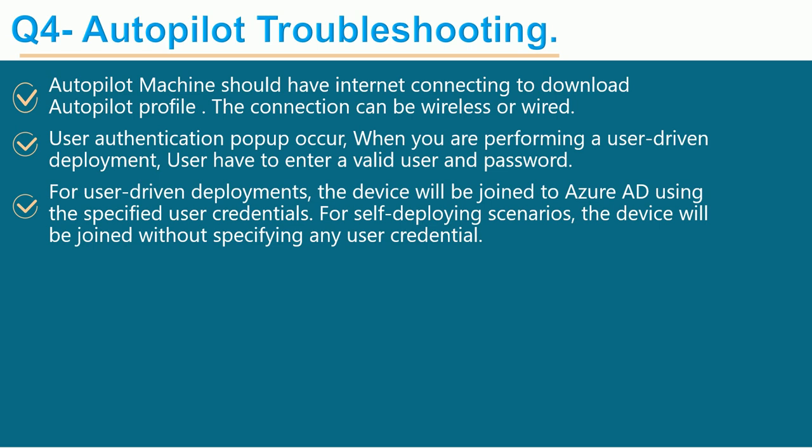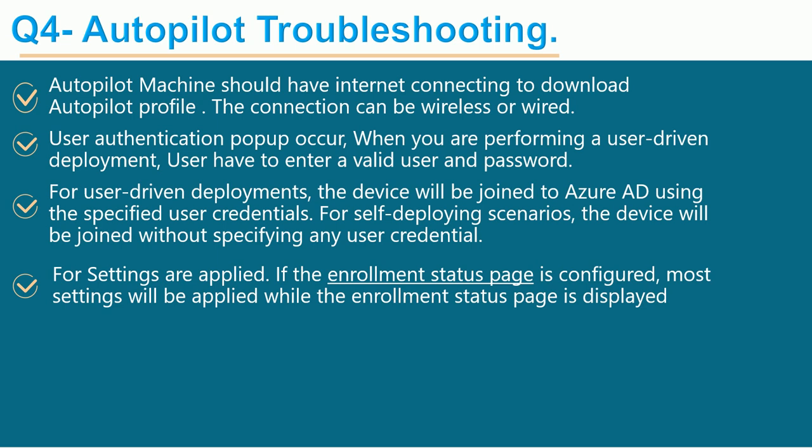Now for user-driven deployment, the device will be joined to Azure AD using the specified username and password. But if you are using self-deploying mode, then it won't give you the username and password screen. If the ESP is configured, the settings will be applied while the enrollment status page is displayed. So you should make sure that the ESP page is displayed for you. And again, for more information, you can watch this video to understand Autopilot troubleshooting.